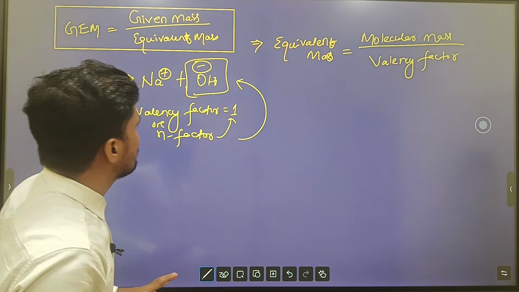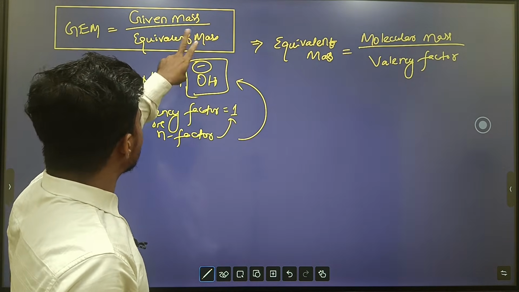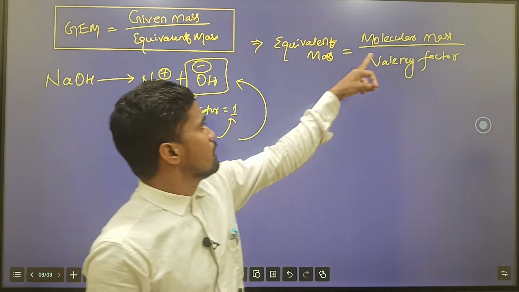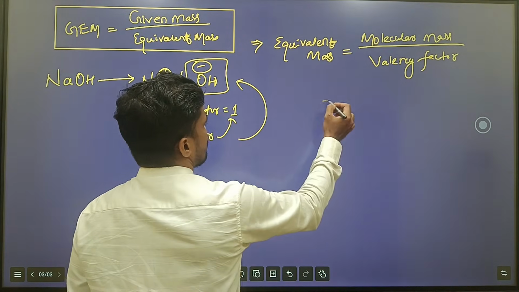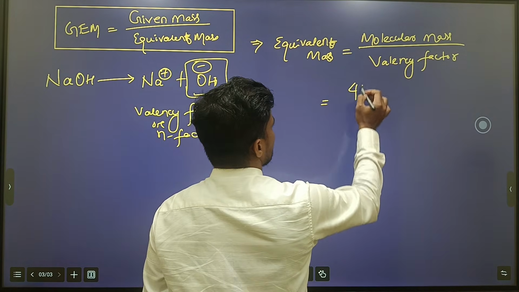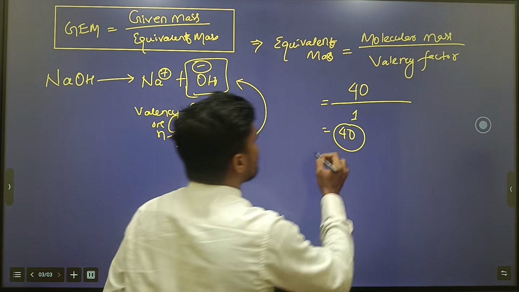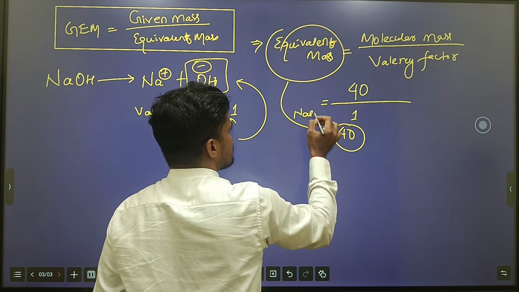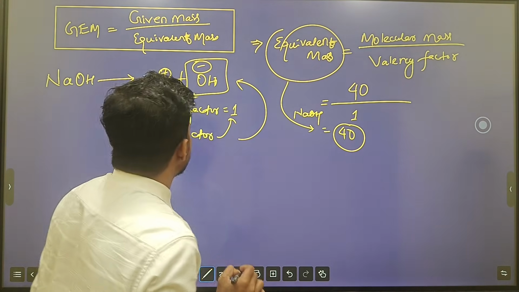So hope it is clear? Now for gram equivalent mass, what do you need? Given mass divided by equivalent mass. And for equivalent mass, how do we calculate? Molecular mass over valence factor. So what is the molecular mass of NaOH? 40, divided by valence factor 1, it comes out 40. That means the equivalent mass of NaOH we get is 40. Okay, hope it is clear.